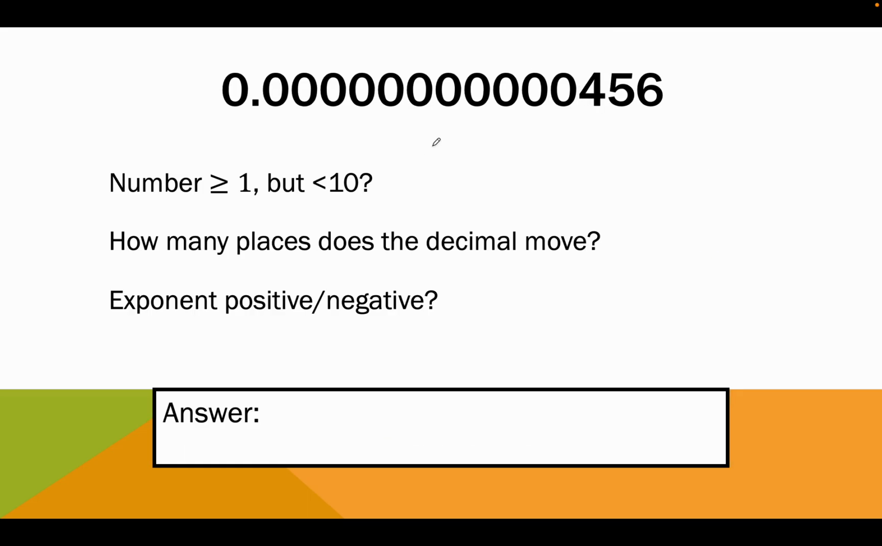In this example, we would need to move the decimal all the way over to between the 4 and the 5 so that that initial number is greater than or equal to 1 but less than 10. To get it there, we're moving 12 spaces. Since my original value is a tiny, tiny decimal, that's a negative power for an answer of 4.56 times 10 to the negative 12th power.